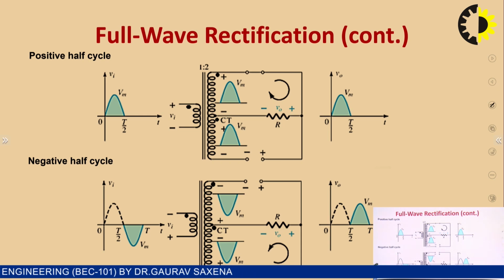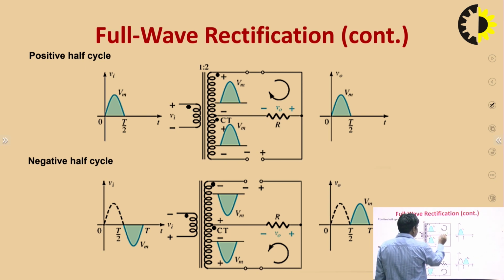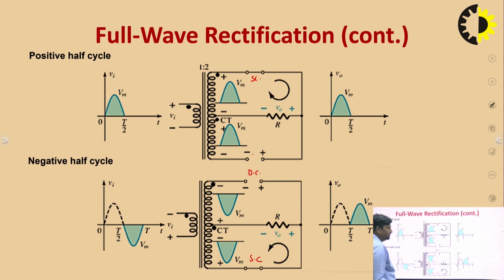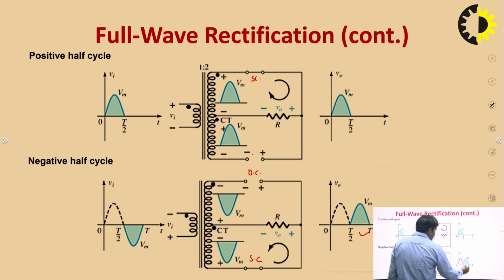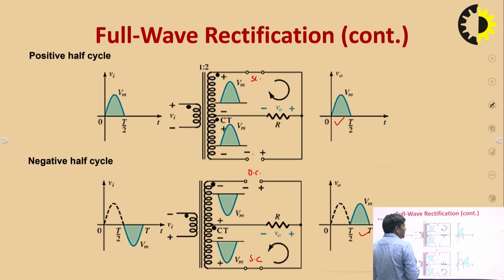You have to see that when we apply a positive terminal here, this is open circuit, this is short circuit, so we get rectified output here. But when the negative supply is here, this one is open circuit, this one is short circuit, so rectified output is obtained here in the duration T/2 to T. The upper circuit gives rectified output in the range 0 to T/2, but the lower circuit works when the input voltage is applied and the rectified output is obtained from T/2 to T.